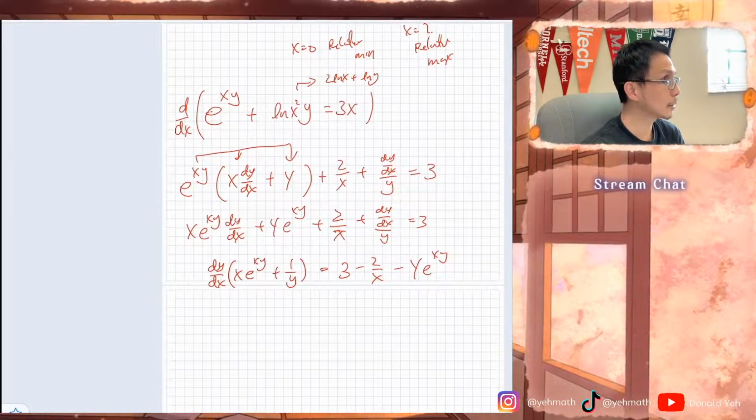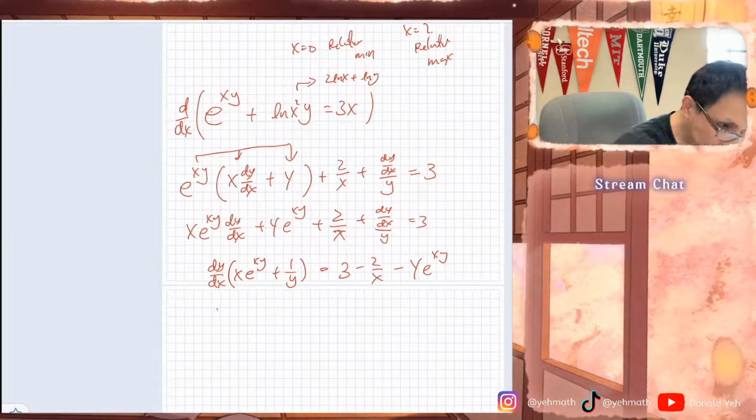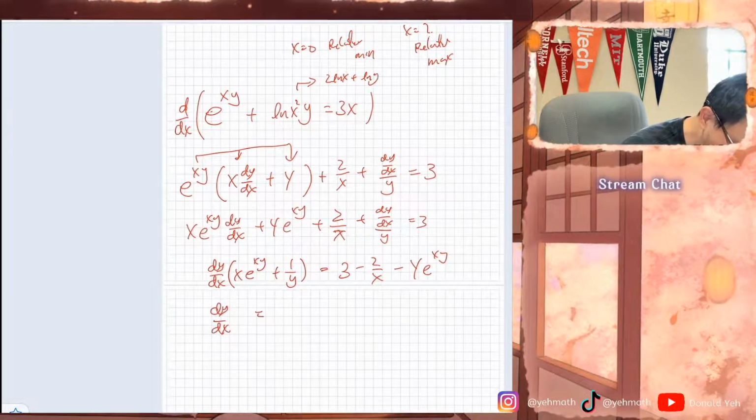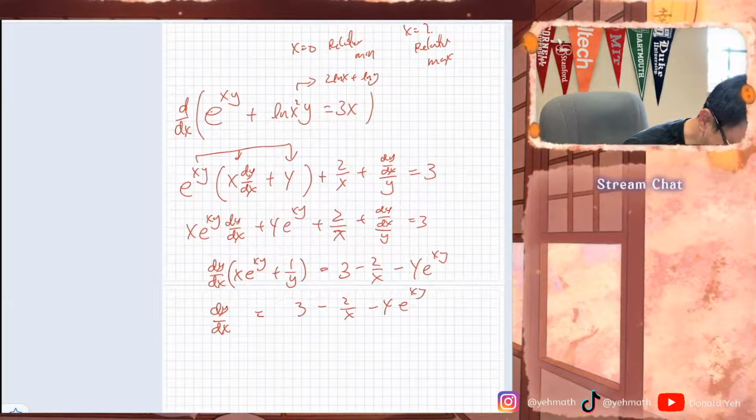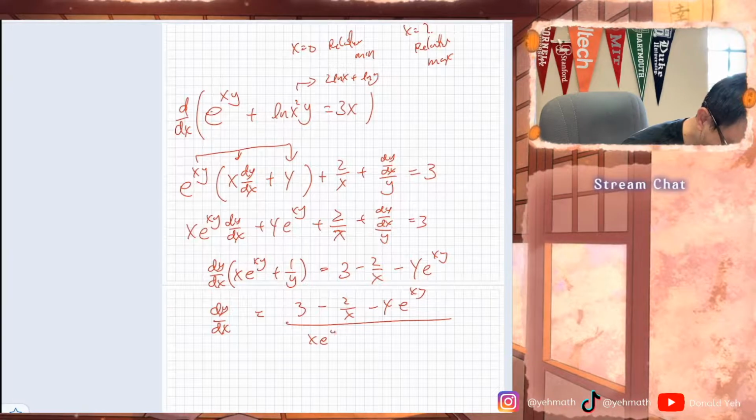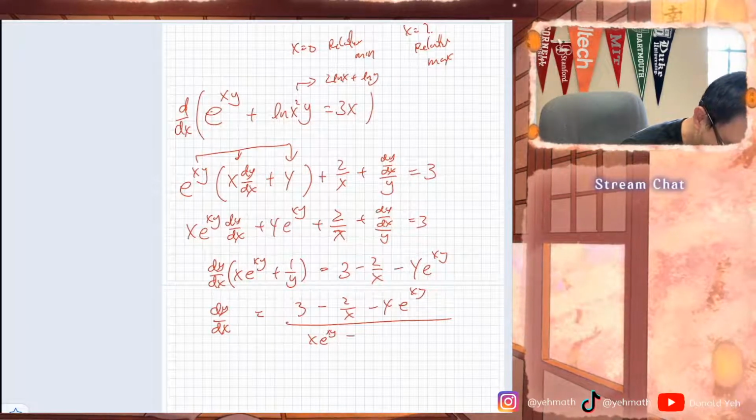Danielle, are you okay? Okay, now just divide it over. dy/dx is equal to (3 minus 2/x minus y e^(xy)) all over (x e^(xy) plus 1/y).